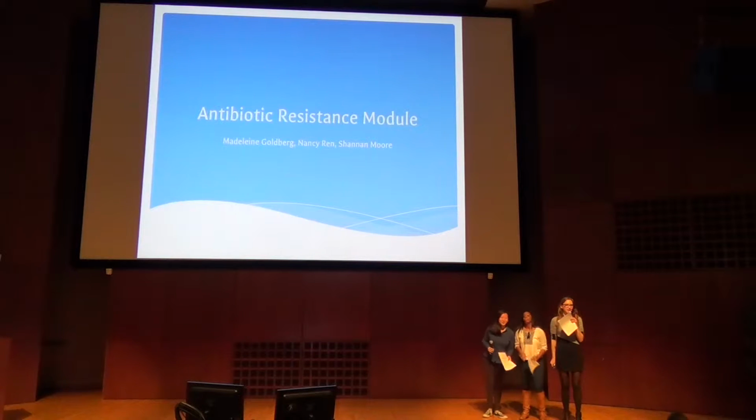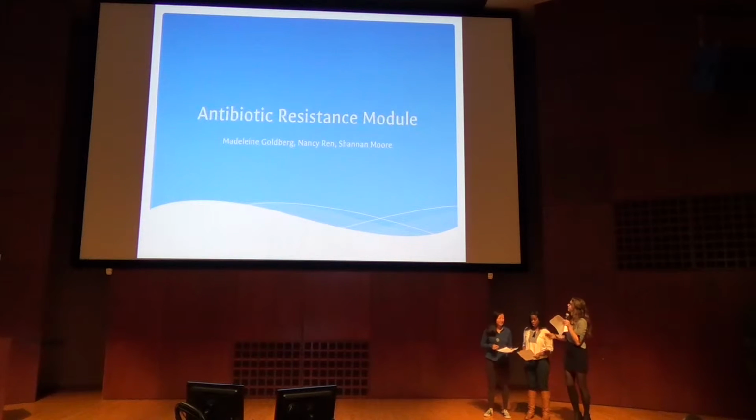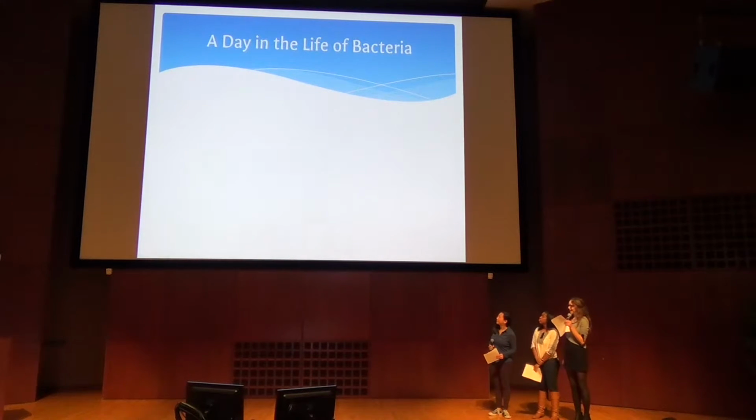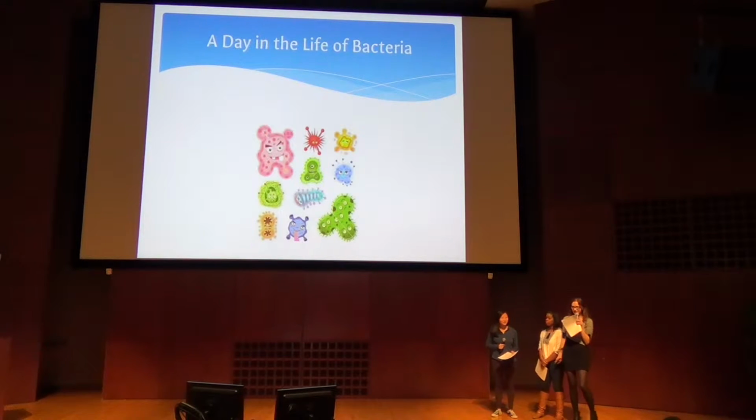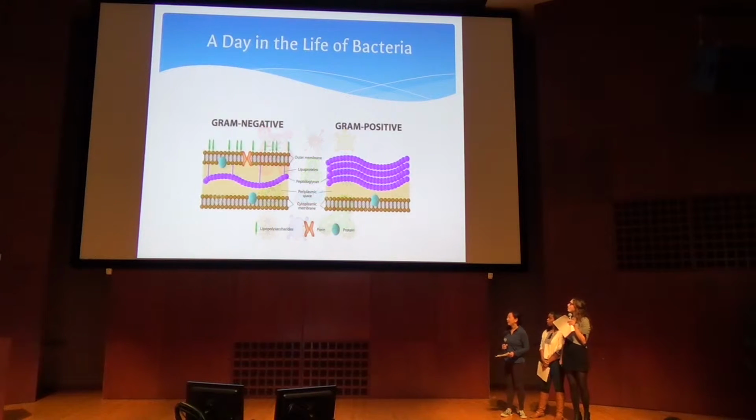And we're going to be presenting on antibiotic resistance. So this is the day in the life of bacteria. And obviously this picture is just a cartoon of bacteria, but notice how all the bacteria are unique and different. There are two main types of bacteria, gram-positive and gram-negative. Gram-positive bacteria have a thick peptidoglycan cell wall, while gram-negative bacteria have a thinner cell wall and an outer membrane.